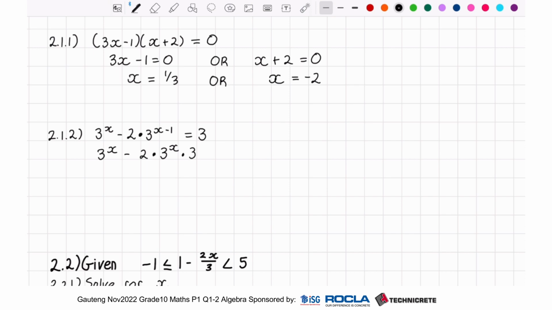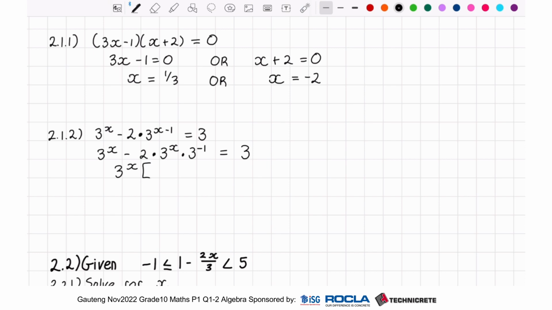So I'm going to have this, and that's still equal to 3. And now I can see that I've got two terms. They're separated by this minus here. And so from the first term, I can take out a common factor of 3 to the power of x. And from the second term, I can take out a common factor of 3 to the power of x. So I'm going to take out 3 to the power of x.